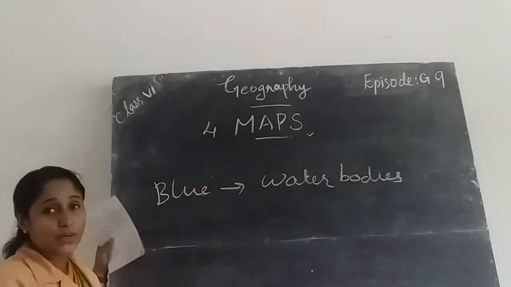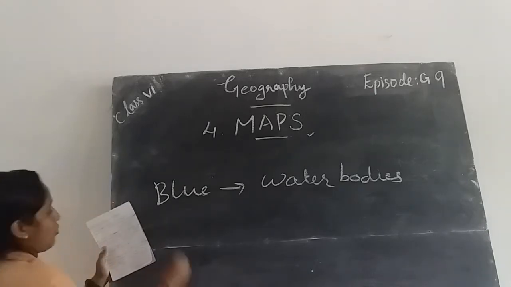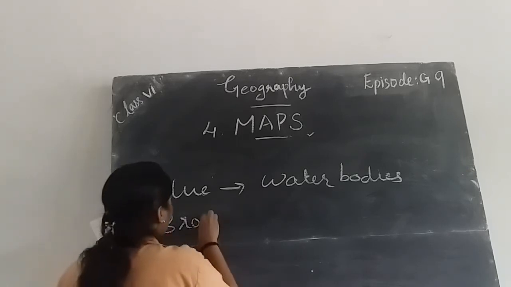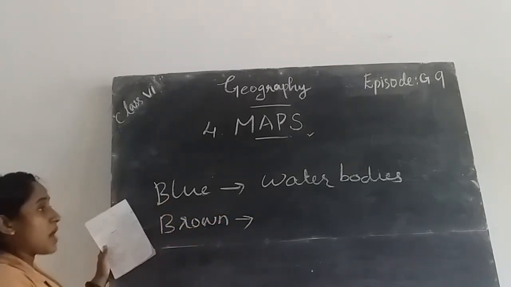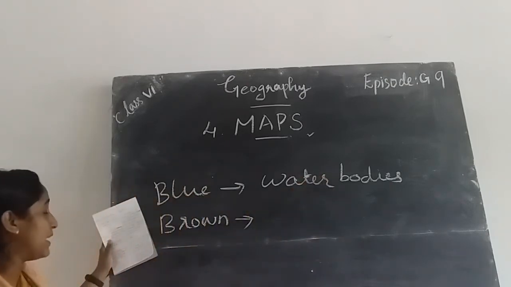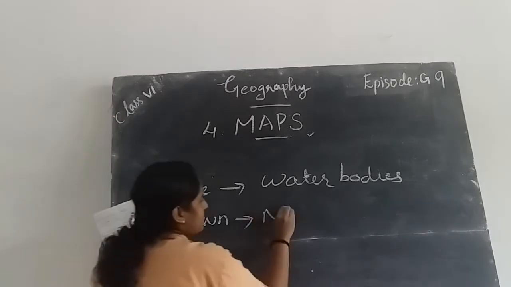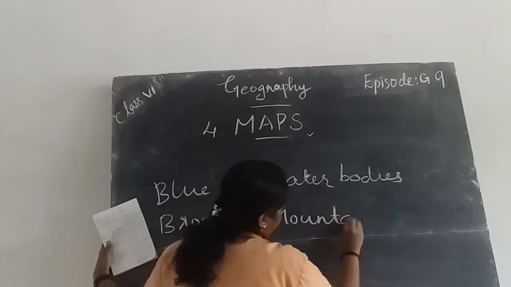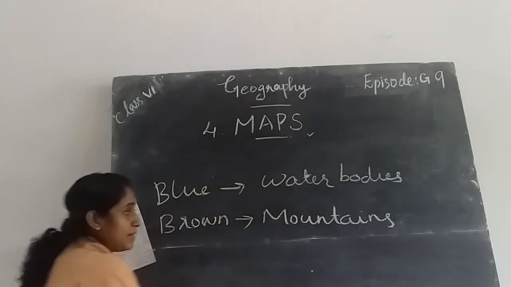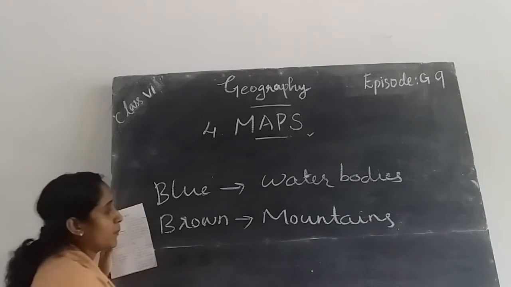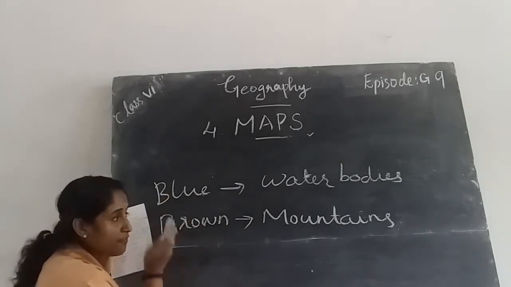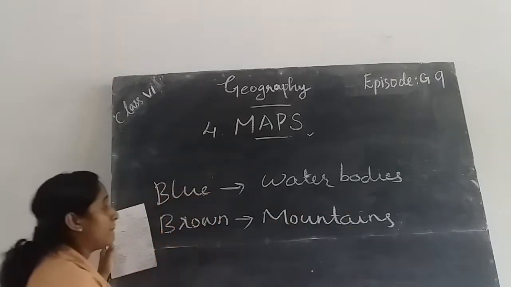The next one is brown. Why do we use brown? We use brown to identify mountains. The brown color is used in the map to identify mountains.